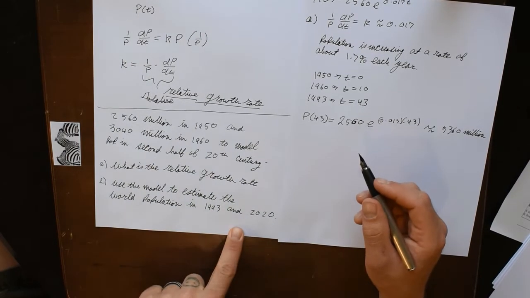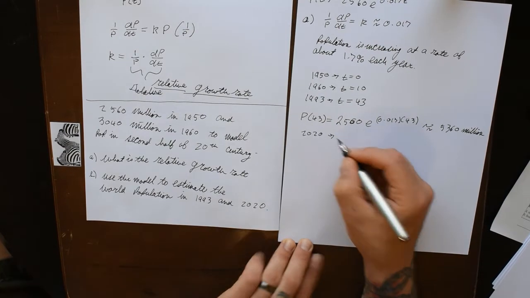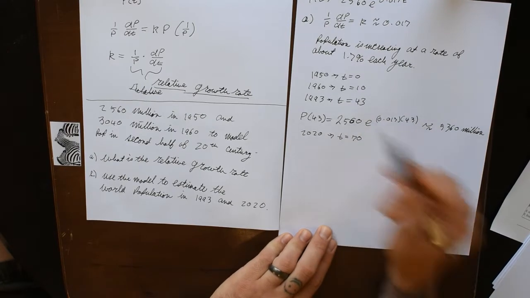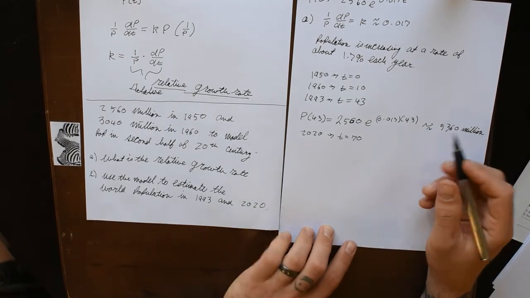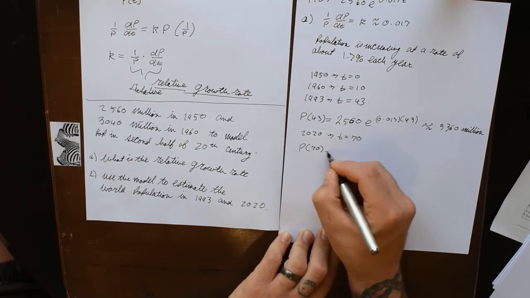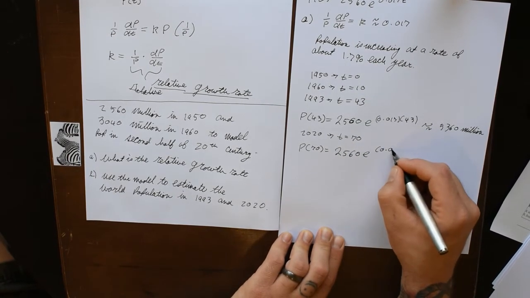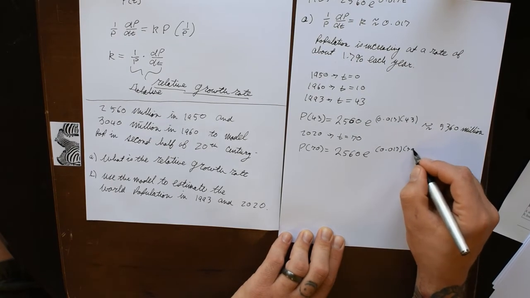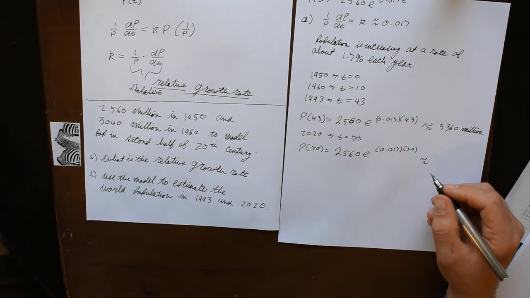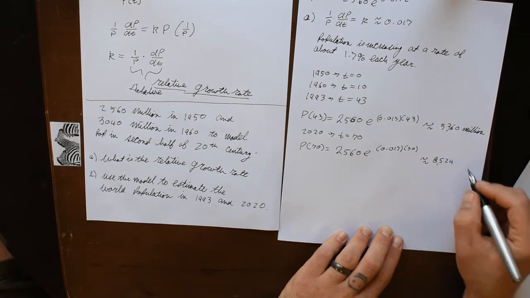The next thing we want to do is find the population in the year 2020. So 2020 goes with t equals 70, since 1950 plus 70 is 2020. So P of 70 is equal to 2,560 e to the 0.017 times 70, which is approximately 8,524 million.